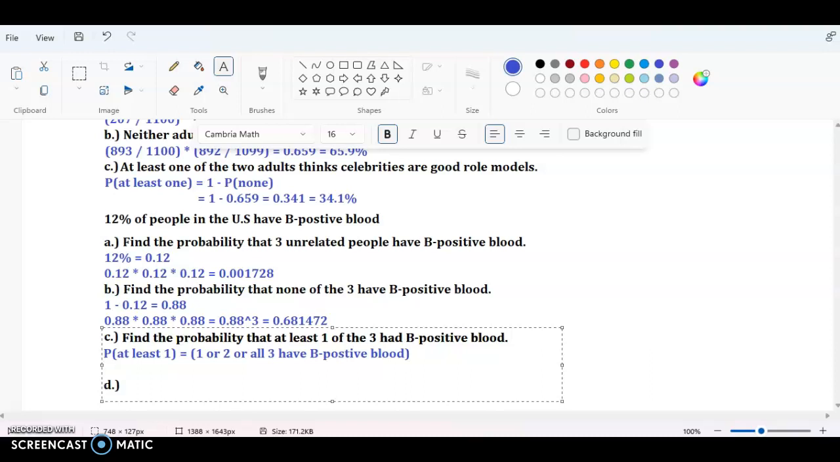So we're going to use that formula that we talked about in the previous video, which says that if we want to find the probability of at least one of something, it's simply equal to 1 minus the probability of none. So it's 1 minus the probability that none out of the 3 have B positive blood. The way that this is set up is that in part B, we've already figured out the probability of none. So we're going to take 1 and then subtract the probability of none from that, so 0.681472.